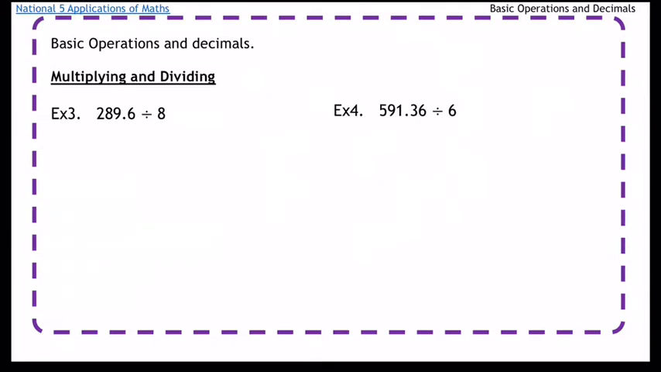Right, now on to dividing. 289.6. What we're going to do is we're going to do a little bus stop for division. And 289.6, that one comes first, so it has a spot underneath the bus stop. And 8 has to wait outside.